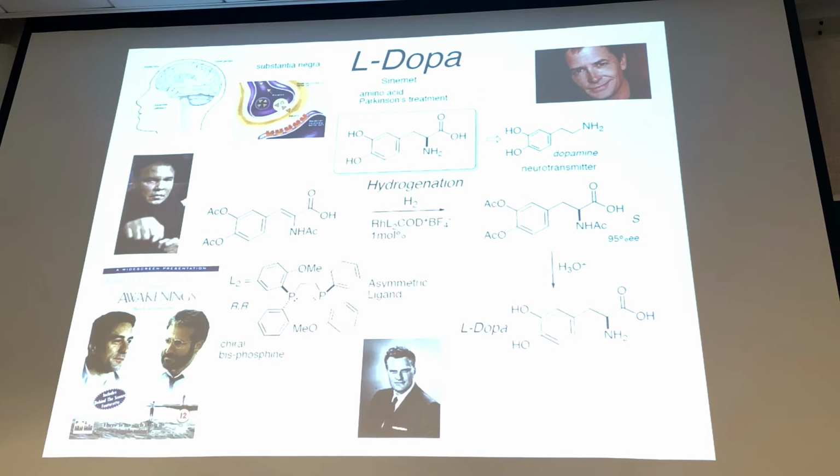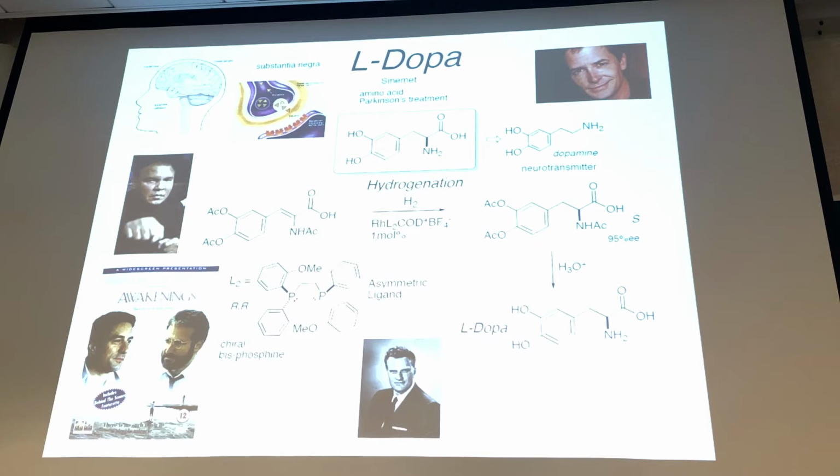But how do you get this in the L form? Well, you have to do an asymmetric hydrogenation of this alkene. So here's hydrogen. If we can put the 2 hydrogens across this double bond enantioselectively, we need the S form. Okay? And it's with a rhodium catalyst in L2 right here.